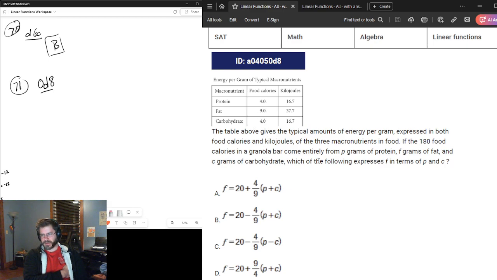So we want to pay attention to the calories. We don't care about the joules. Food calories in a granola bar, it's 180. So 180 is equal to F plus P plus C. Subtract that over: 180 minus P minus C equals F. Okay. Food calories. Oh, no, this is wrong. It is wrong. That's just the number of grams. So let's delete all that.